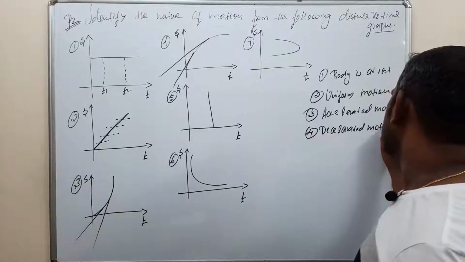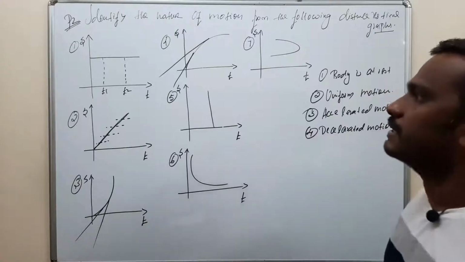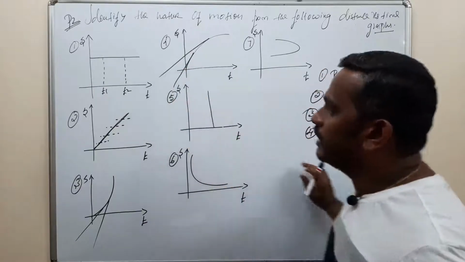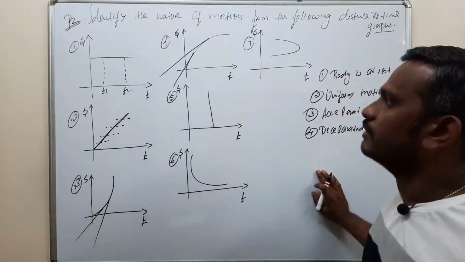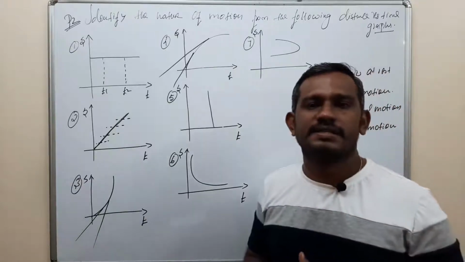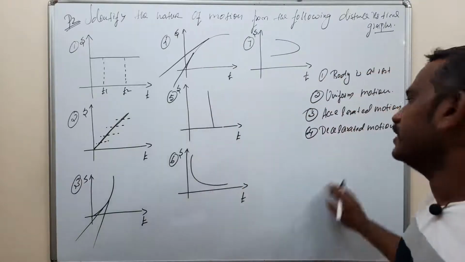Decelerated motion. So as the time goes on, the slope of the curve decreases. The slope decreases means speed decreases. So it is a decelerated motion.